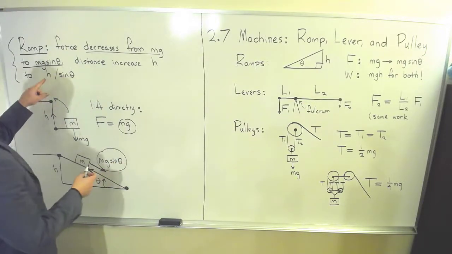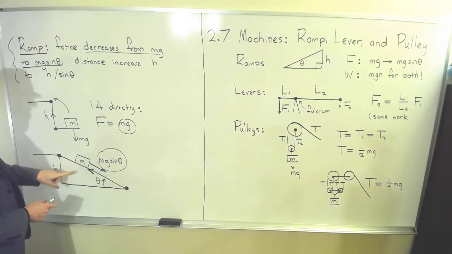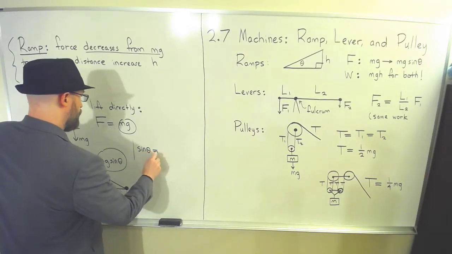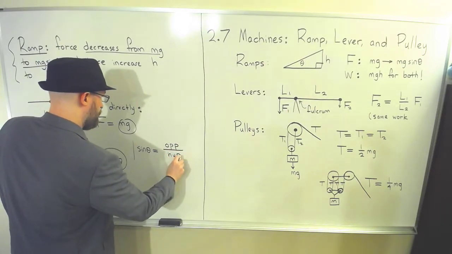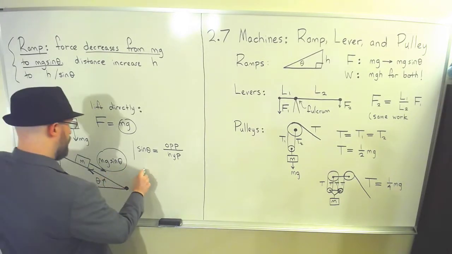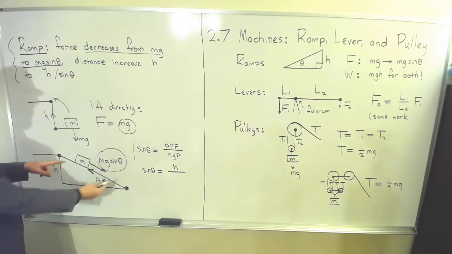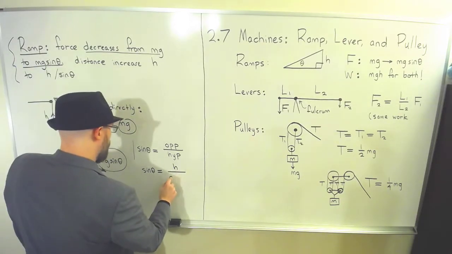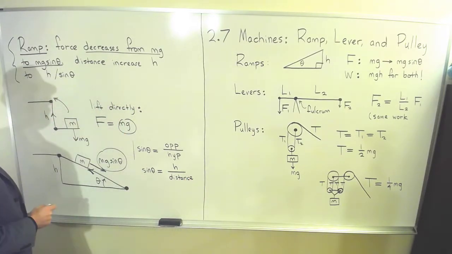And I said here that this distance was h over sine theta. Now, why is that true? Well, if you remember, sine theta is opposite over hypotenuse. This is the theta here, so the opposite is the h. So we have sine theta equals h over what? Well, the hypotenuse is the distance. This is the new distance that we have to move it when we have the ramp. So I'm going to call this the distance. This is the thing that we're solving for.